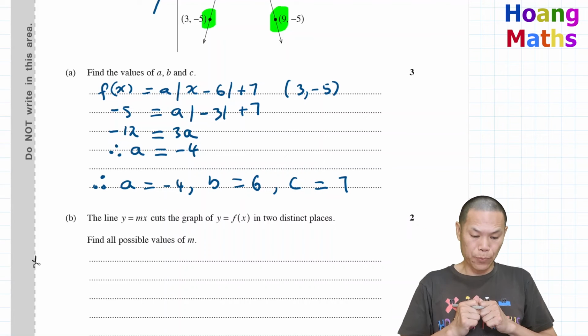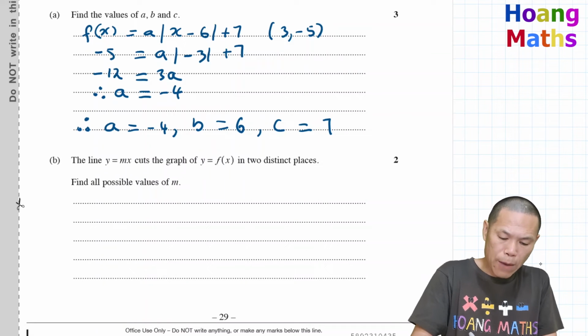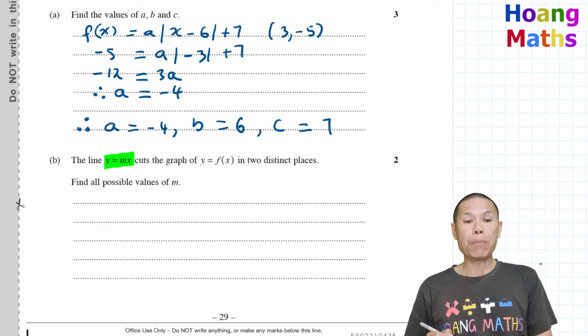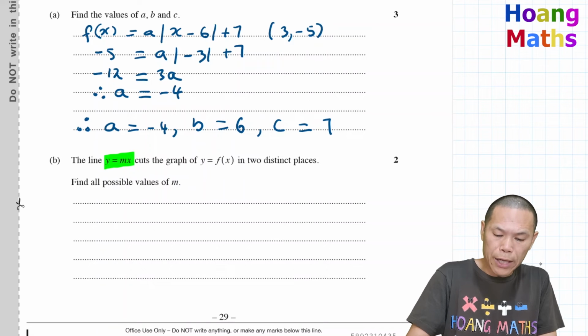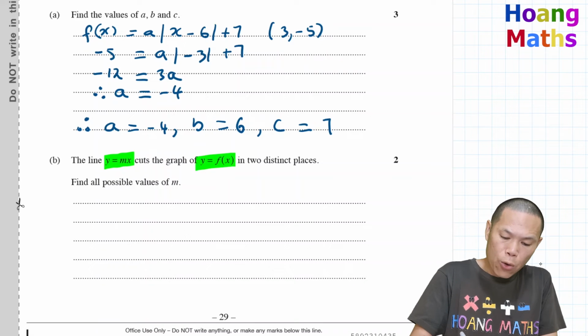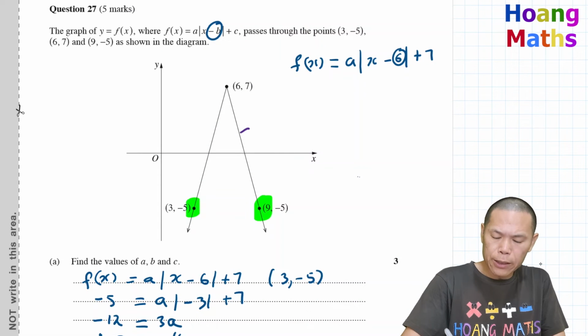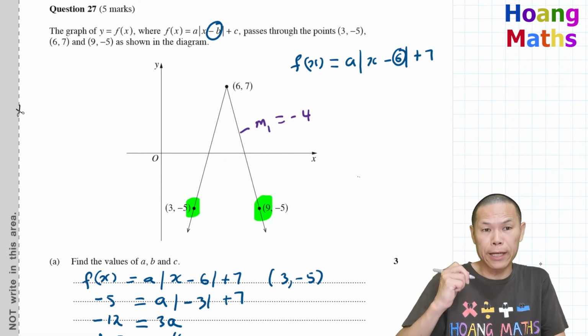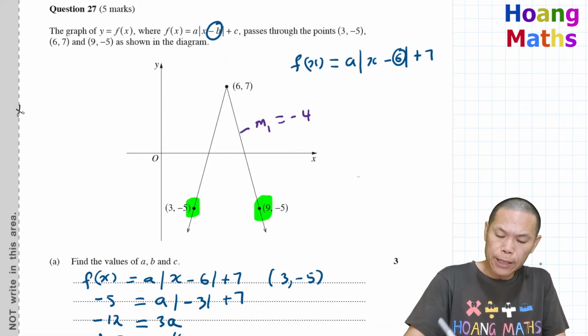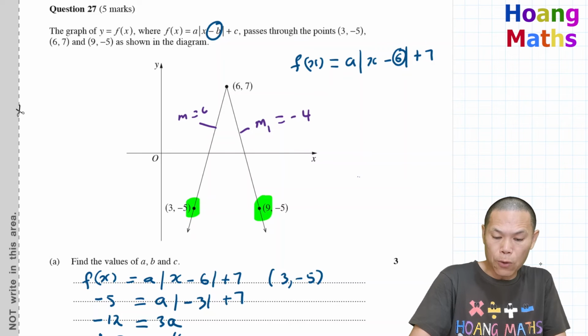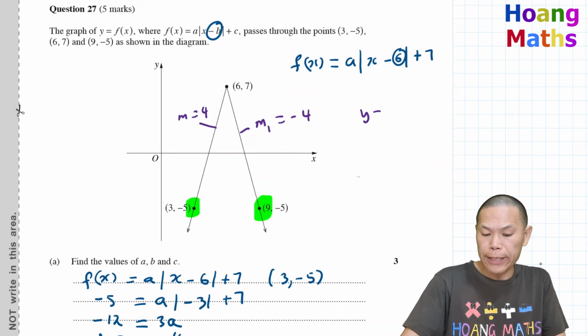So there you go. Now part B, so we have the line y equal mx, cut the graphs of y equal f of x in distinct places. Find all possible values of m. So therefore, if we look at the graph here, this gradient here is, let's say m1 is -4. We have the gradient because A is -4. So therefore, it's -m for this part. And this one, the gradient is 4. So m is 4.